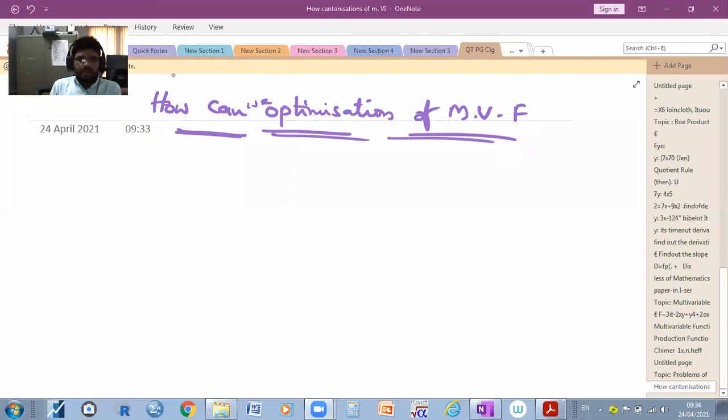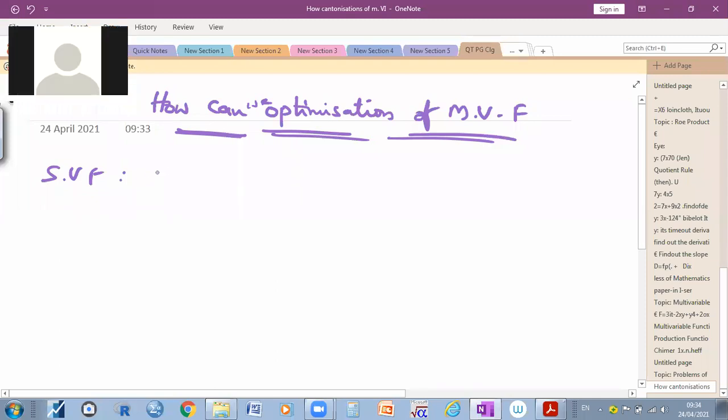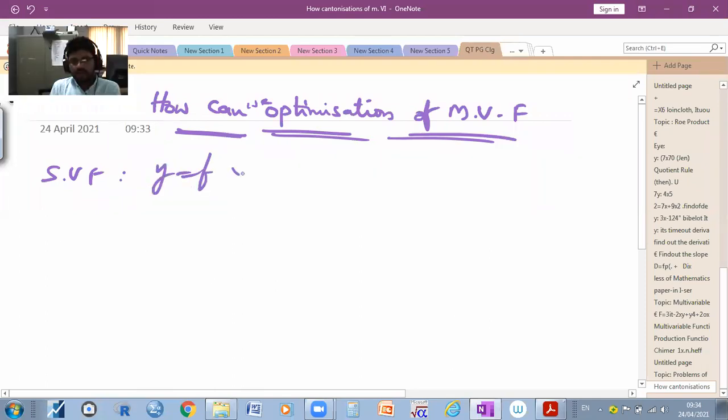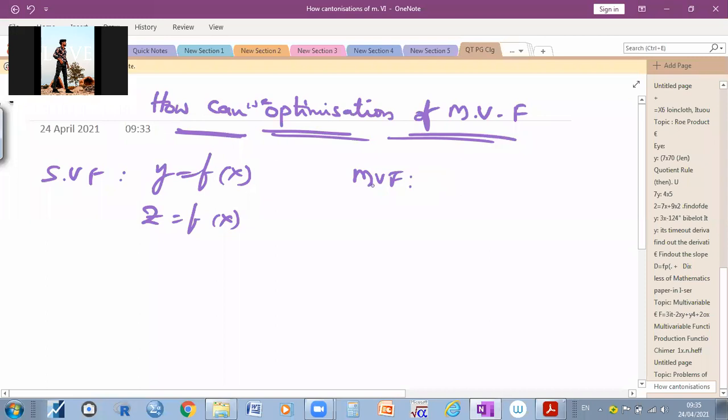See here, a single variable function refers to the relationship between one dependent variable and one independent variable. For example f of x, or if you take z is equal to f of x, that is single variable. What is a multivariable function? The dependent function is related to multiple, more than one factor, nothing but independent variables.